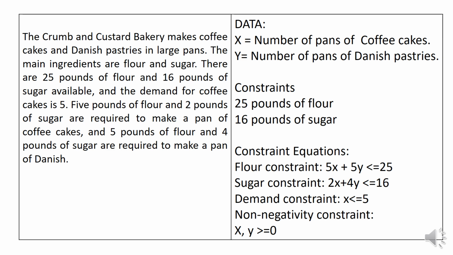The problem is: the Crumb and Custard bakery makes coffee cakes and Danish pastries in large pans. So the quantity is in pans, and two things are being made, Danish pastries and coffee cakes. So the decision variable: x would be the pans of coffee cakes, and y would be the number of pans of Danish pastries.